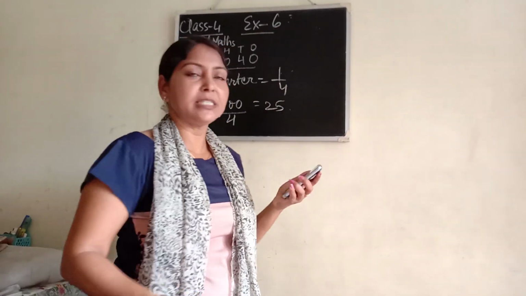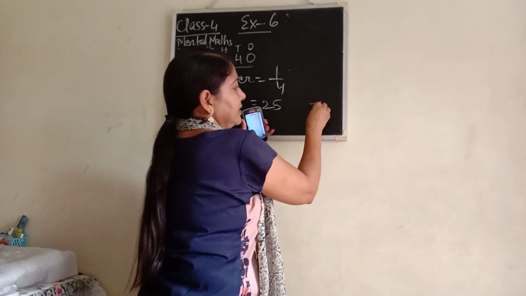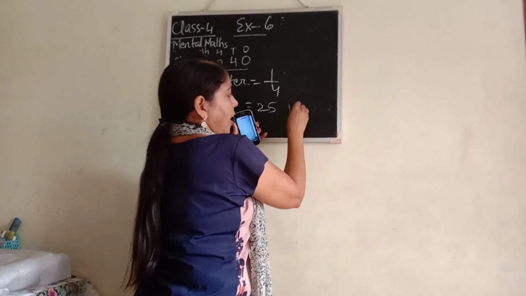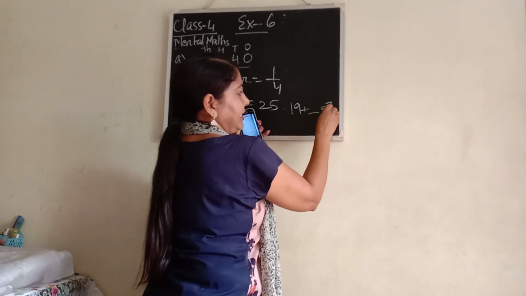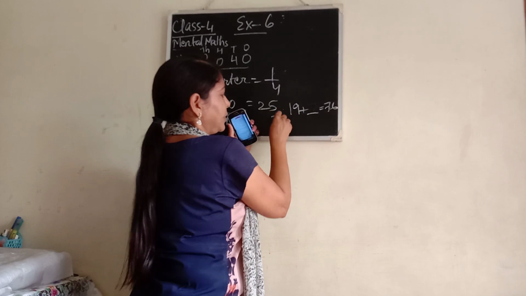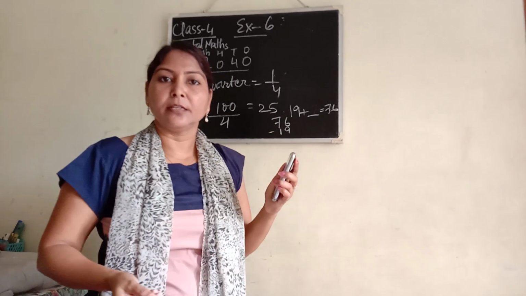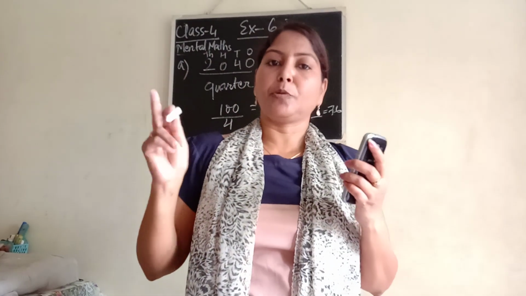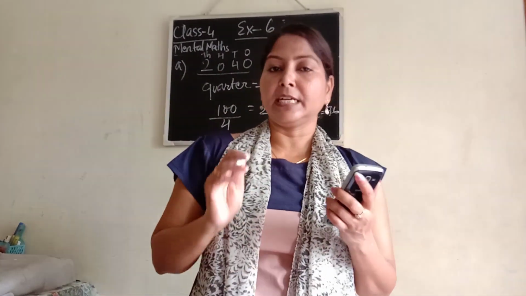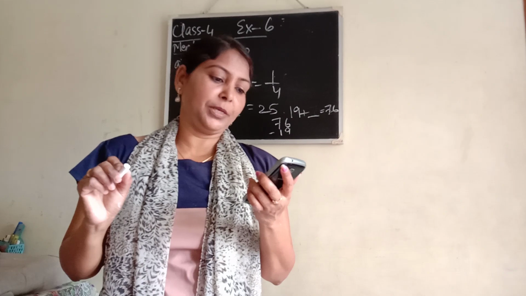Now this is very simple. In 19, how much will you add to get 76? Simple, you just subtract 76 minus 19. Whatever you get from 76 you will subtract 19 and whatever answer comes you will write in the blank space.